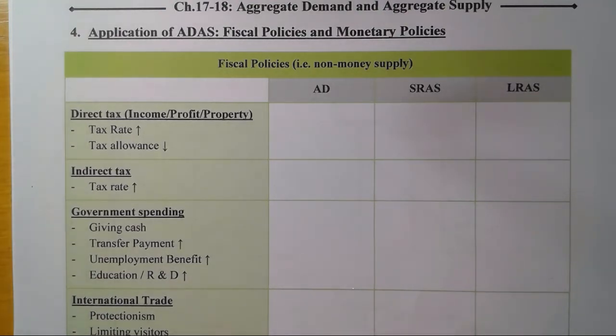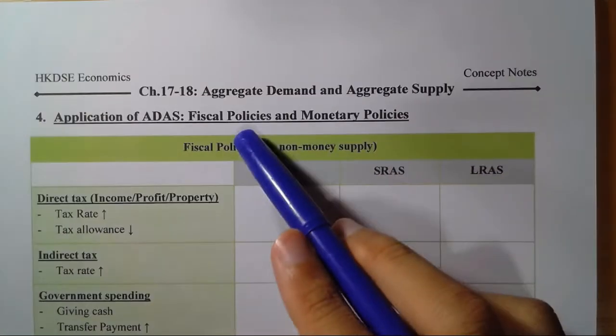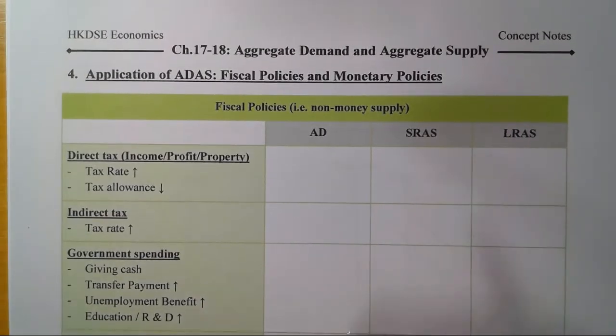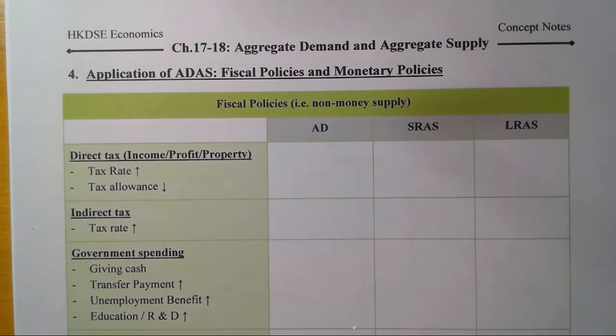this time we are going to look at the application of ADAS when it comes to fiscal policy and monetary policy. Now, if you remember in part 5, we talk about inflationary gap and deflationary gap. How the market would adjust itself without the government's help to restore into, let's say, the long run equilibrium from short run, right? Now, this time we are going to look at another thing.